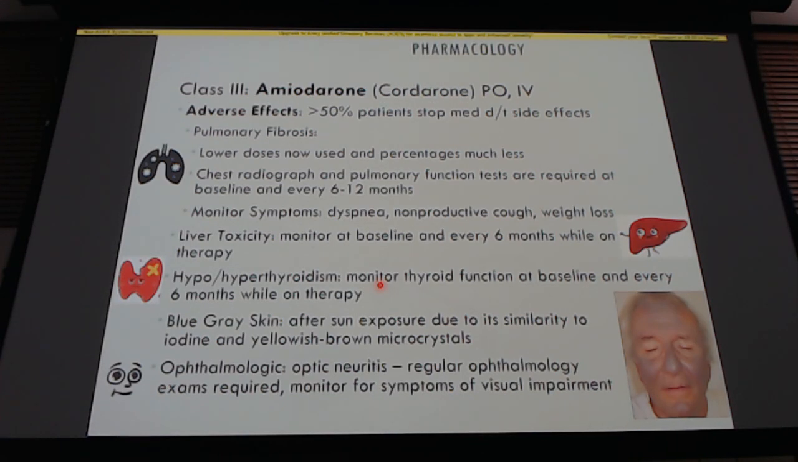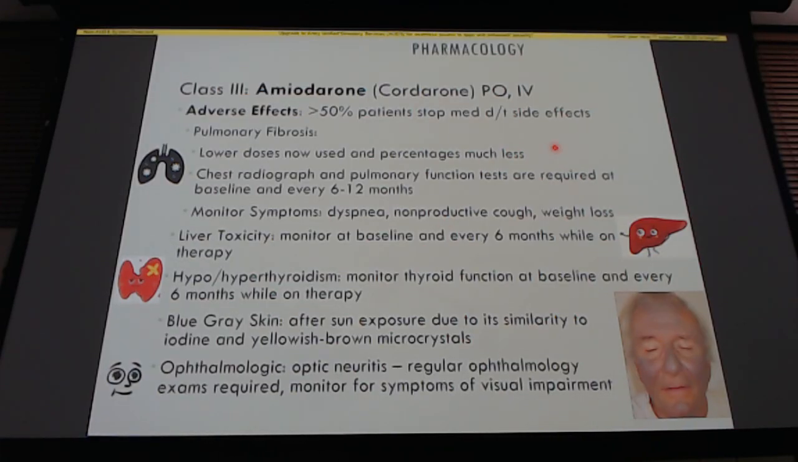Okay. Now, this is all of the monitoring that comes along with amiodarone. Okay. Remember, it has that very long half-life. Up to 3 months after my patient is done taking it, this medication is still built up in their system, right?